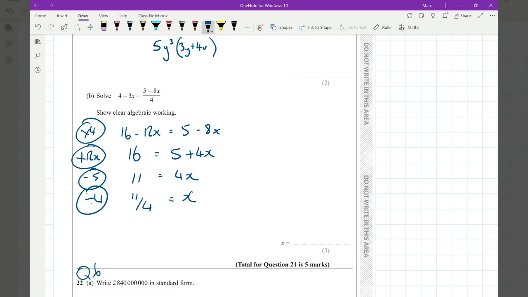And then if we wanted to put that in our calculator to get a decimal value, it's 2.75, but I'd be happy to leave that as 11 over 4. Not a problem, unless it says that you need to put that in.